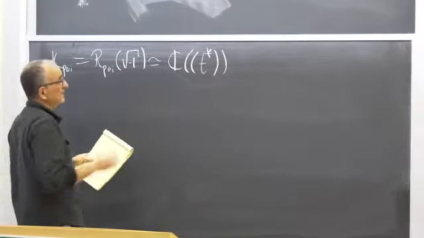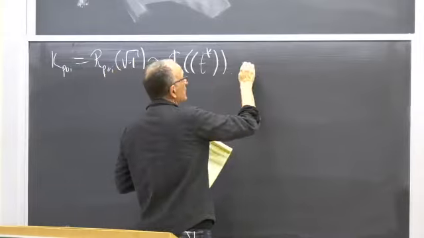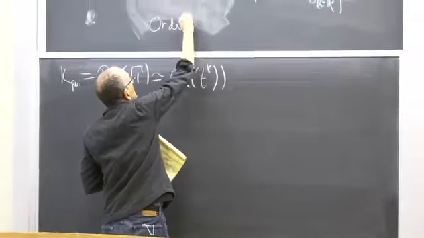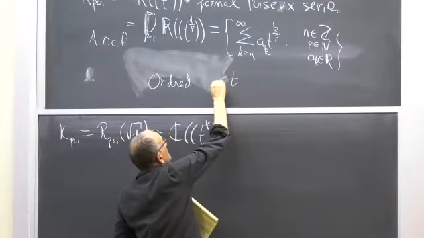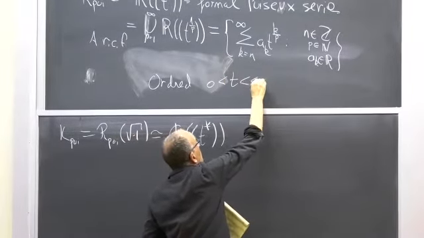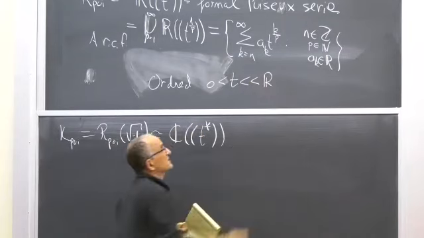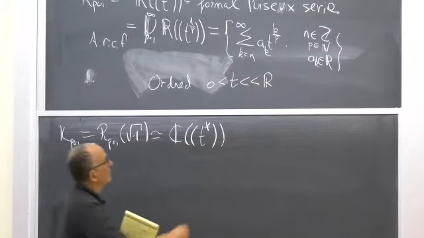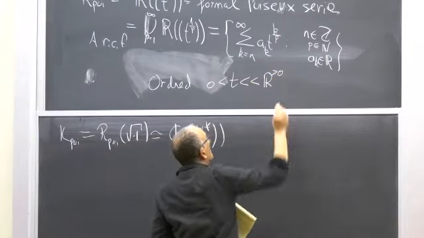And now, notice I should say, this is an ordered field. This one is ordered. And t is greater than 0, but less than all positive real numbers, which are here. So t is an infinitesimal.